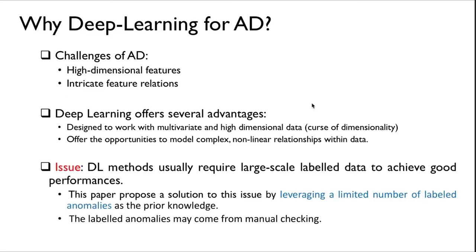However, there are some issues when you want to apply deep learning methods to solve anomaly detection. Usually, for deep learning methods to work well, it requires large-scale labeled data to achieve good performance. But in the setting of anomaly detection, you usually don't have a lot of data that is labeled anomaly. Maybe because it's expensive to detect one, or maybe it's very rare. So it's not as popular as nominal data.